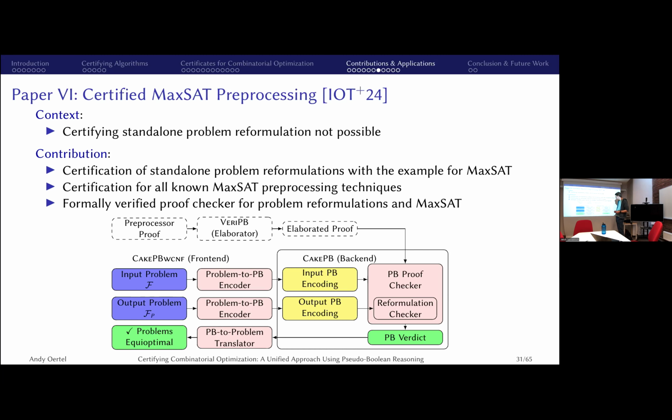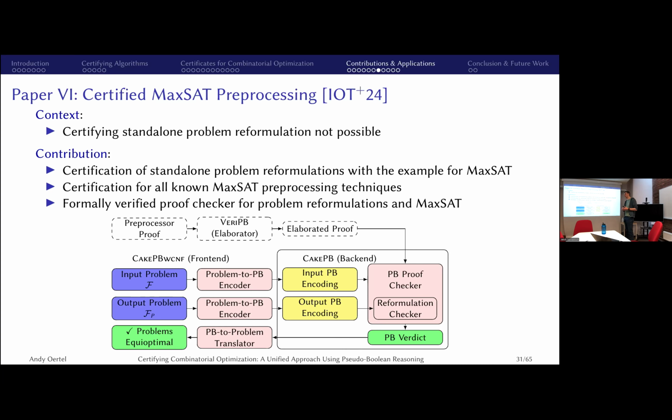And again, through the formally verified framework that we built, we first have the encoding from the MaxSAT problem, or from our input problem, into pseudo-Boolean. So we can guarantee that the input problem has the same optimal value as the output problem, with respect to the original problem domain.